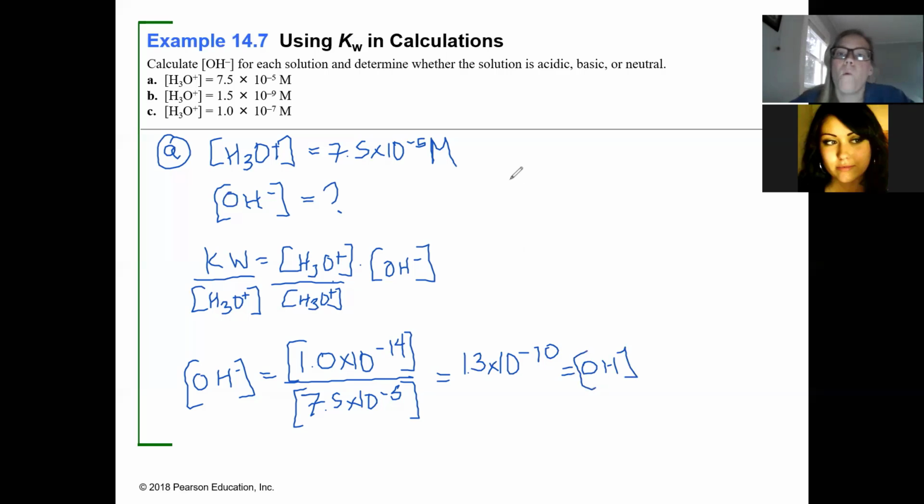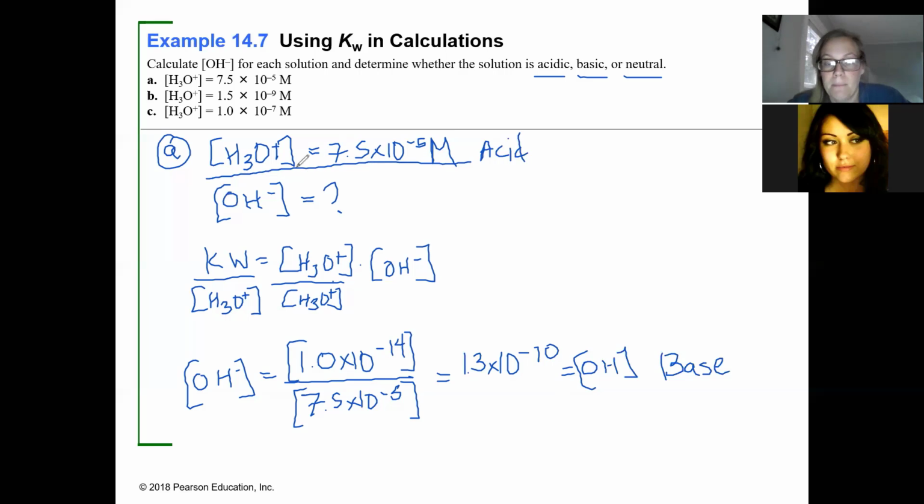So the problem wants to also know, is it acidic, is it basic, or is it neutral? Well, this is what my OH is, and remember this is what my H3O plus is. This is talking about acid. This is talking about base. In order to determine whether the whole solution is acidic, basic, or neutral, you need to see which one of these is kind of winning, which one there's more of. If these two values were equal to each other, it would be 1.0 times 10 to the negative 7. If they were equal, that would be neutral.